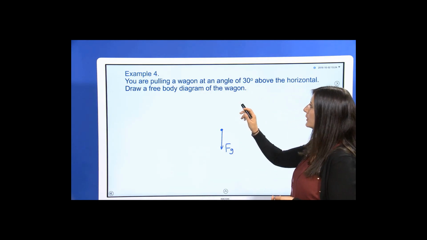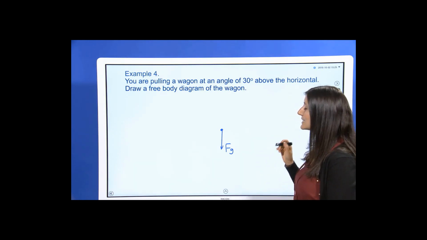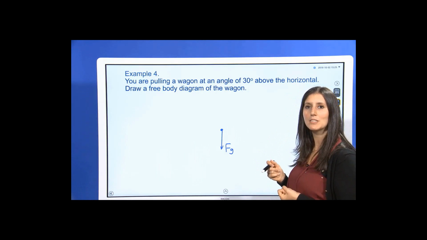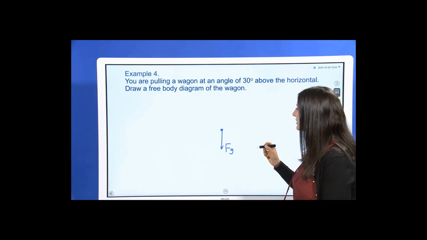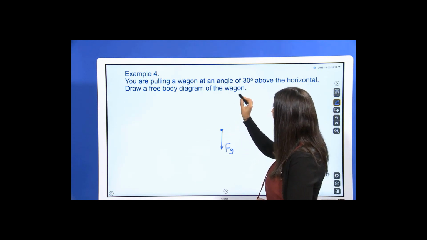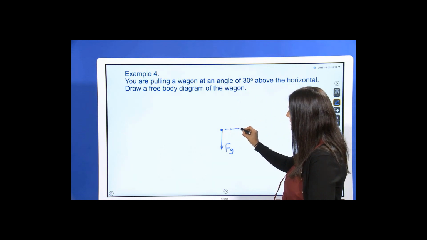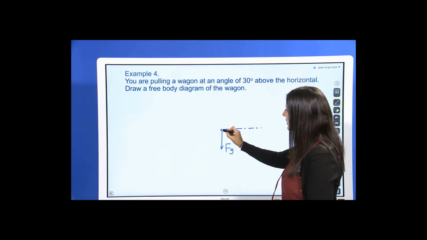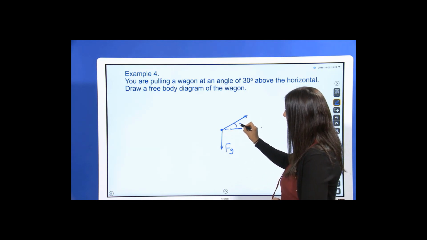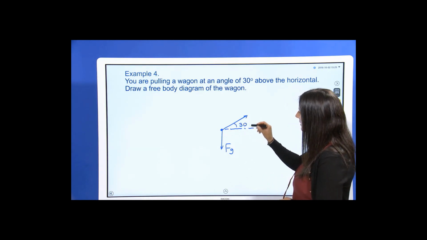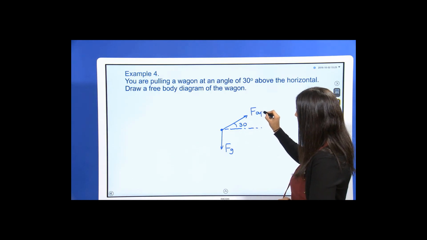Now, it says you are pulling the wagon at an angle of 30 degrees. So we're pulling this wagon. That's somebody or something applying a force on this wagon. So this would be called the force applied. It's at an angle of 30 degrees above the horizontal. So this would be the horizontal over here. So at an angle of 30 degrees above the horizontal would mean something like this. So now this force, I'm going to call it my force applied.